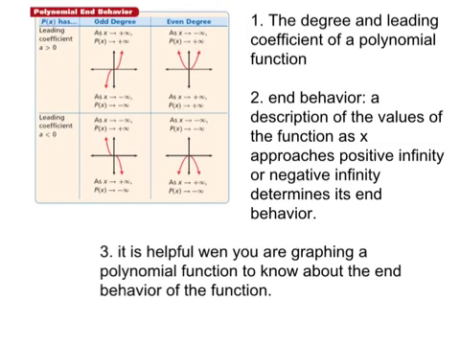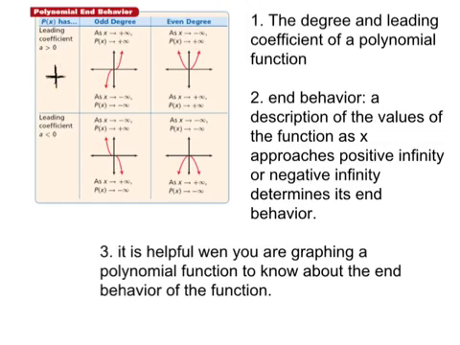So let's look at this chart. First we have leading coefficient a is greater than 0. That means your leading coefficient is positive. If we look at your positive leading coefficient and odd degree, this is where x goes to positive infinity, where x goes to negative infinity. So as x goes to positive infinity, your function goes to positive infinity. As x goes to negative infinity, your function goes to negative infinity.